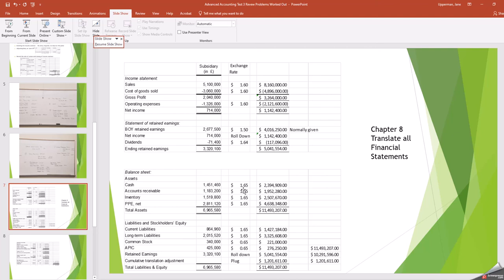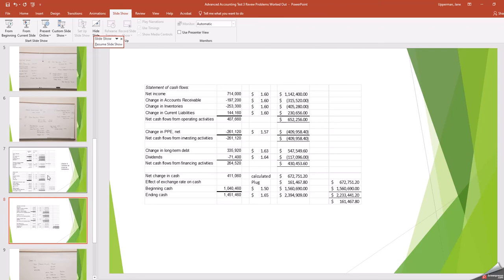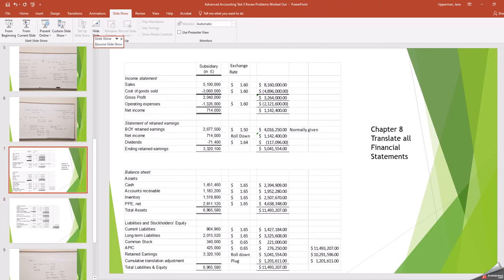Now the balance sheet, the vast majority of accounts are going to be valued at our end of the year rate, because that's what these balances are. How much did we have on hand on December 31st? So that end of the year rate is $1.65.